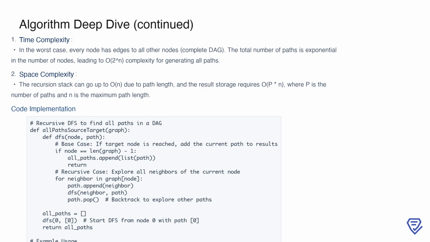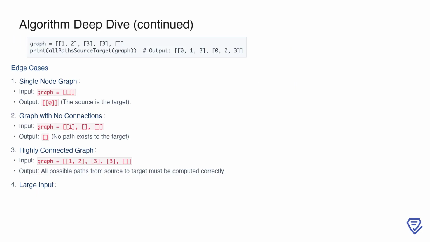The code implementation reflects these principles, using a simple recursive DFS to explore all paths and backtrack as necessary. The algorithm is both compact and effective, leveraging recursion for clarity. To see the algorithm in action, consider the graph [[1,2],[3],[3],[]]. The output of the function for this graph is [[0,1,3],[0,2,3]], representing all paths from the source node 0 to the target node 3. This example demonstrates the algorithm's ability to correctly compute all paths in a moderately connected graph.